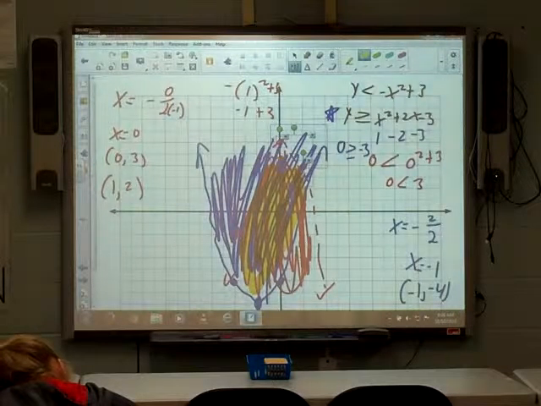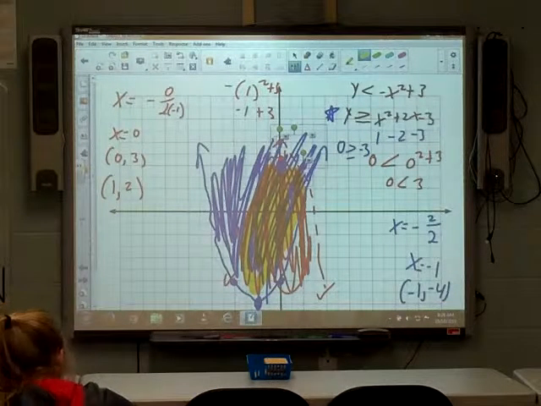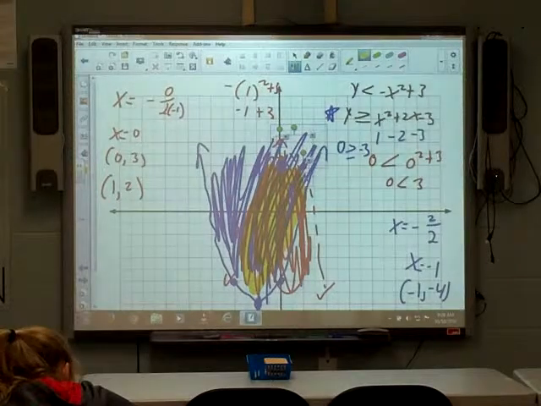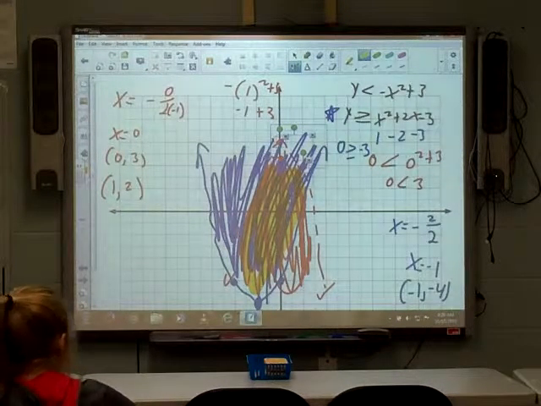Is there another way to do this, like to figure it out? We're going to look at doing them algebraically, without graphing.